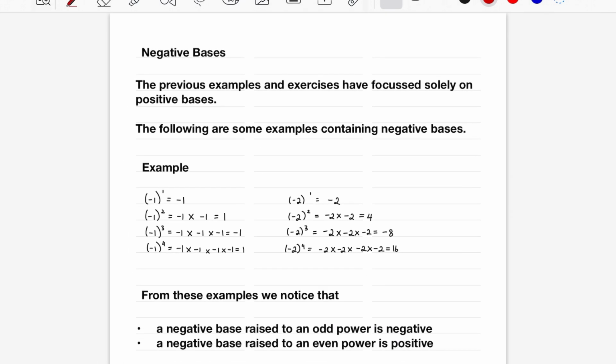Okay, so all of the examples before dealt with positive bases. So now we're going to deal with negative bases, which is when the base, not the index, but the base, which is a number that has to be multiplied by itself, when that number specifically is negative. Now, let's take a look at these examples.